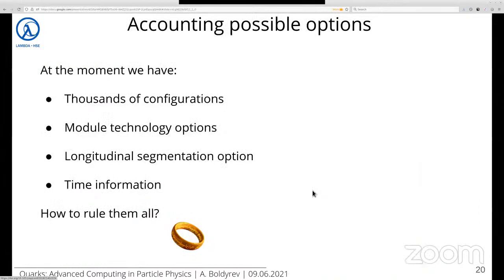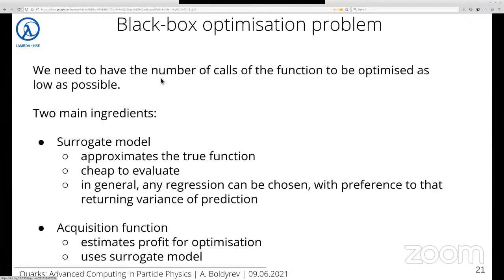When we account for all the possible options, at the moment we have thousands of possible configurations of how we can arrange the models and different model technologies. I also didn't mention the longitudinal segmentation option and the time information. How can we rule them all? And the answer is the black box optimization problem.